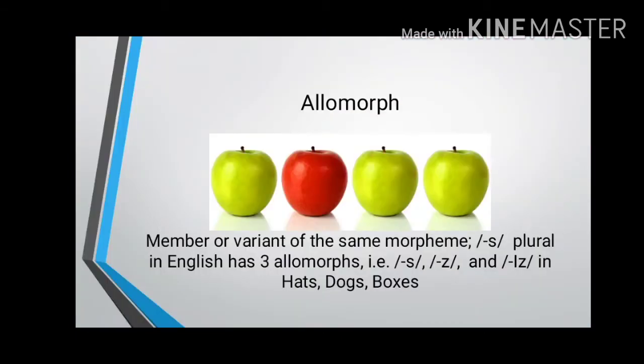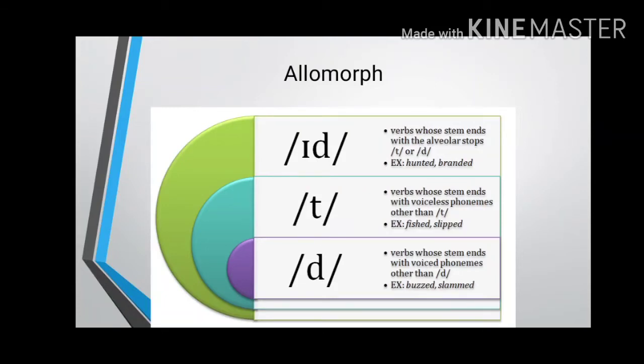When we have some very similar morphemes like s, z, and iz, all of them are called allomorphs. So a member or variant of the same morpheme, such as plural in English, is called an allomorph, like s, z, and iz in hats, dogs, and boxes. Another example of allomorphs is the past tense id, t, and d, like in haunted, branded, fished, and buzzed.